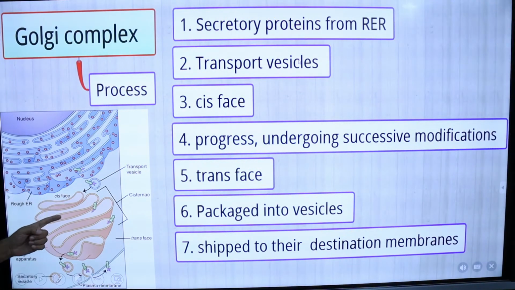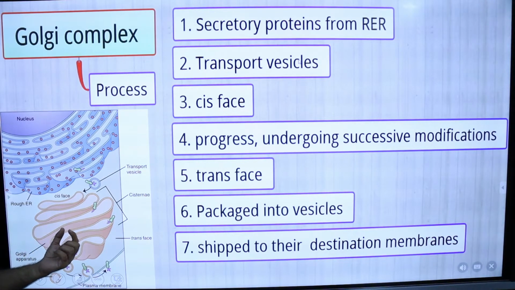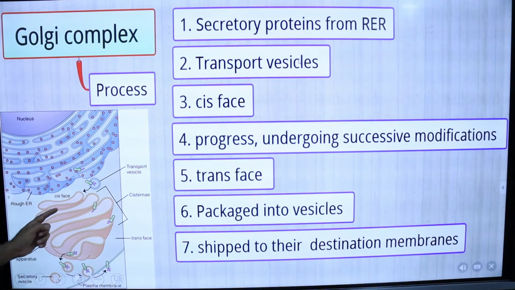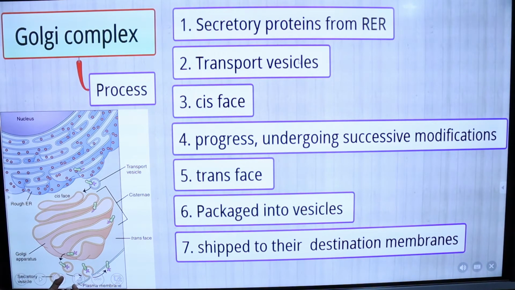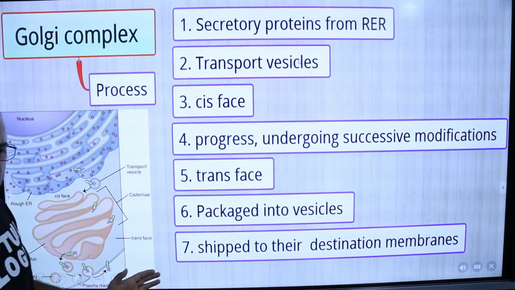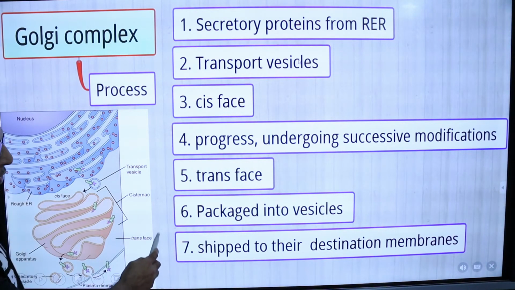These proteins then progress through the Golgi stack and undergo successive modifications until they reach the trans phase of the Golgi complex. They are packed into vesicles, and these vesicles are shipped to their destination membranes.